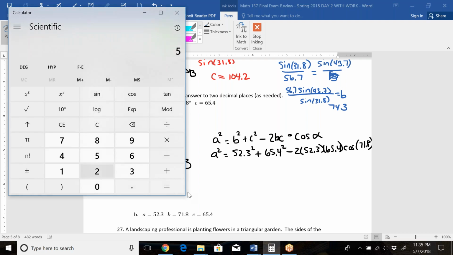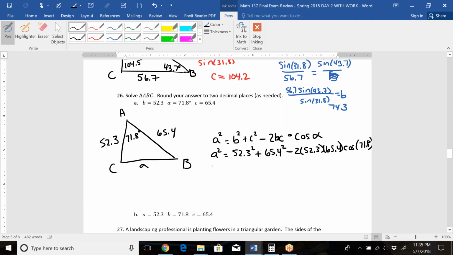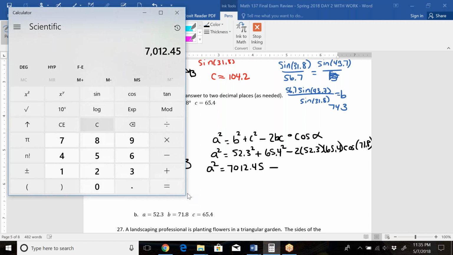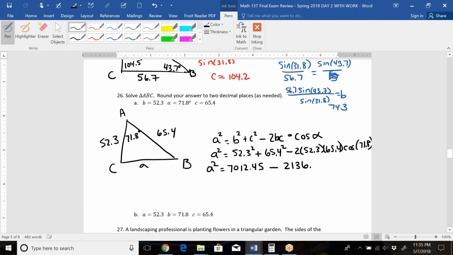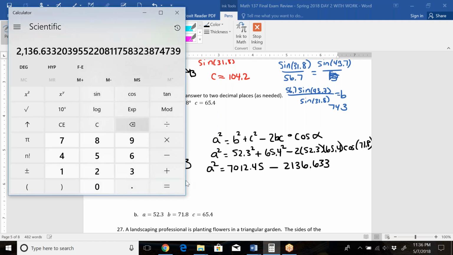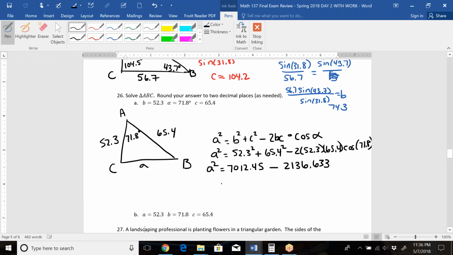Okay, we're going to work this out in pieces. So 52.3 squared plus 65.4 squared is 7,012.45 minus 2 times 52.3 times 65.4 times 71.8 cosine equals 2136.633. Sure we got that right. Okay, so we'll subtract those two things, 7,012.45 minus 2136.633. That's 4,875.817.